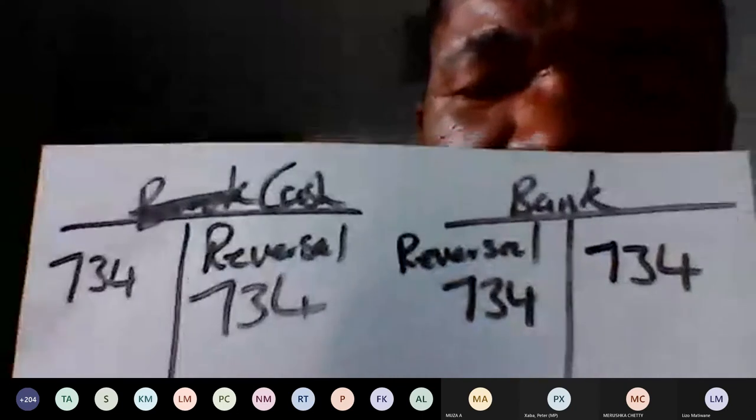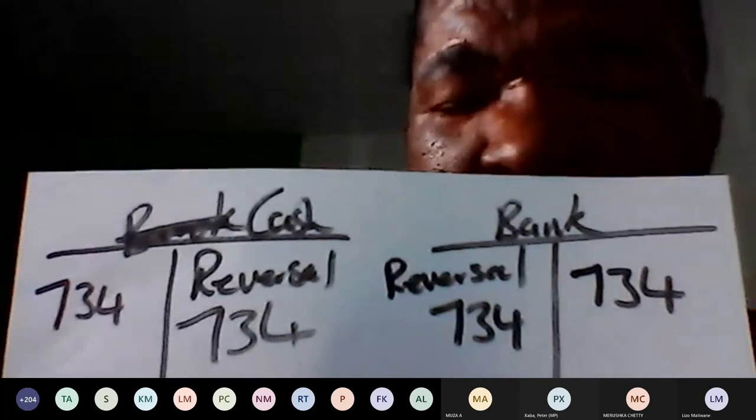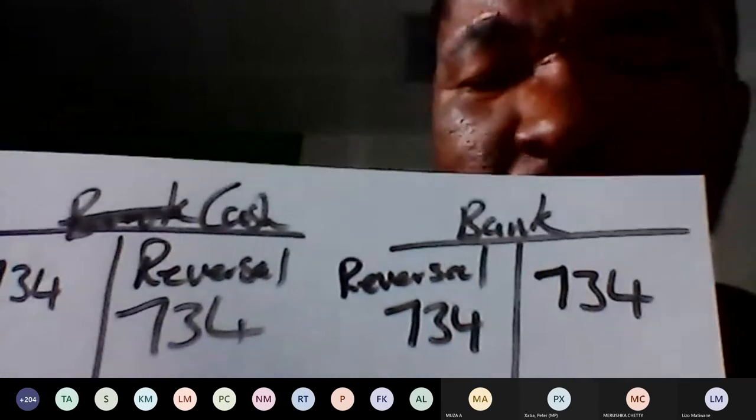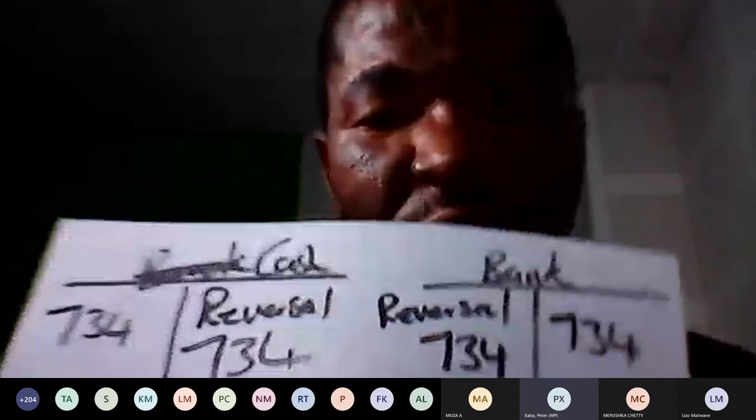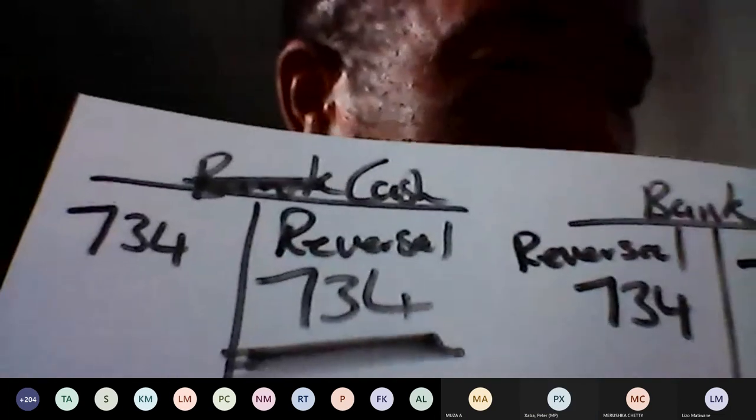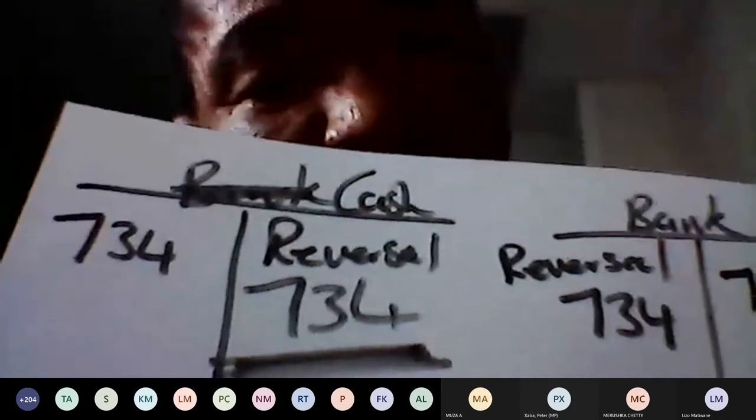Now you've got that 734 on the debit side. You also have 734 on the credit side of your cash book, as it is on the debit side of your bank statement. That's why I'm saying you are going to record it on the credit side of your supplementary cash book. That's why you record that reversed EFT on the credit side of your supplementary cash book.